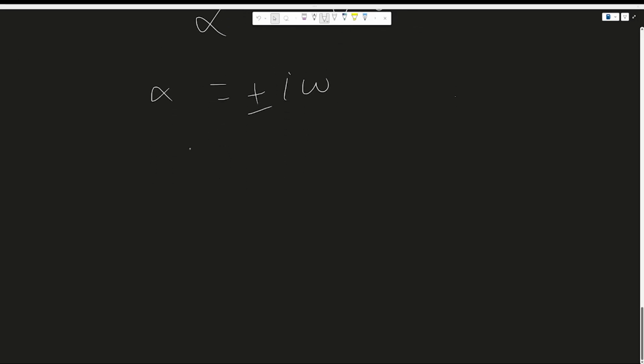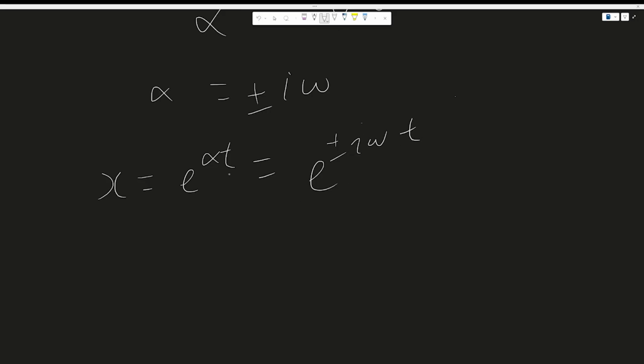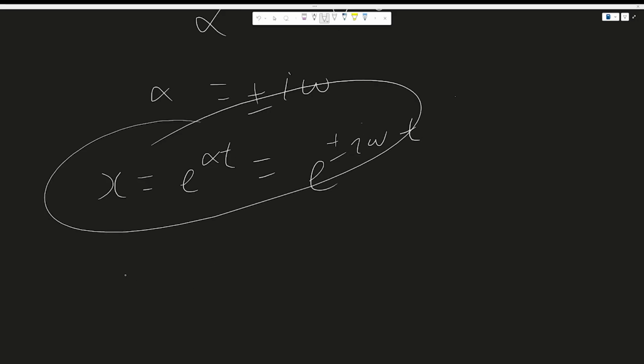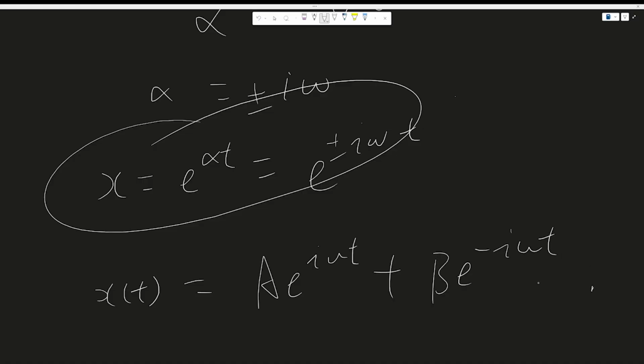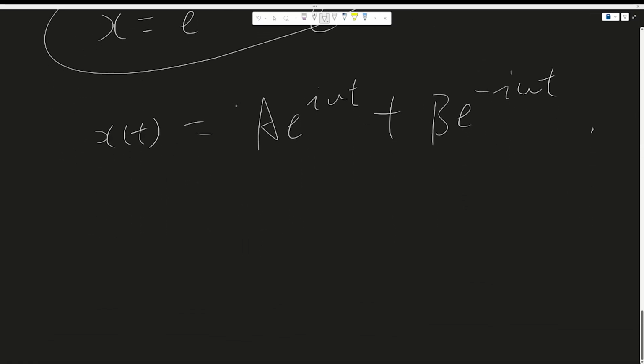We found two roots, and next to find the general solution, we need to combine these two. We assumed x to be e to the alpha t, so now x is e to the plus or minus i omega t. From here we have two roots, and to construct a general solution, we combine these two as a linear combination. So x of t would be a e to the i omega t plus b e to the negative i omega t. And so this is the general solution.